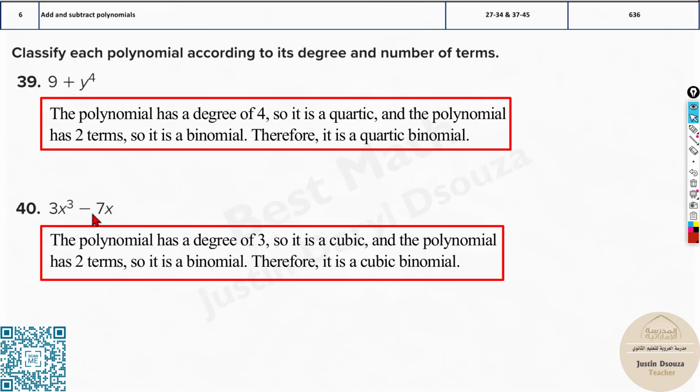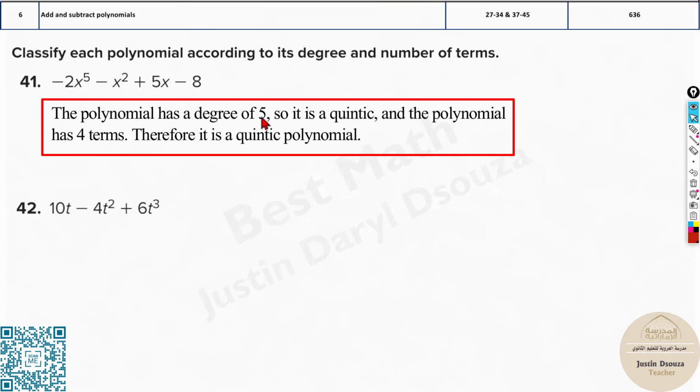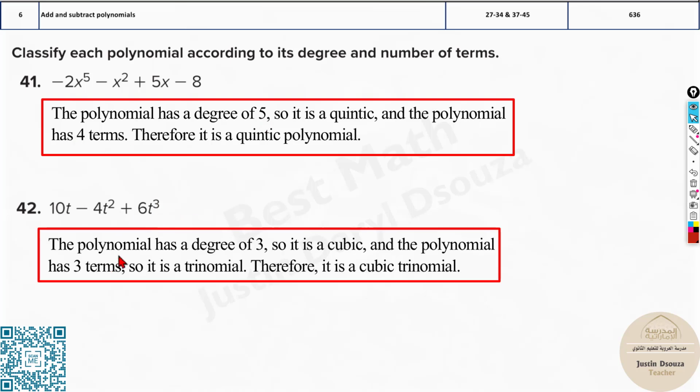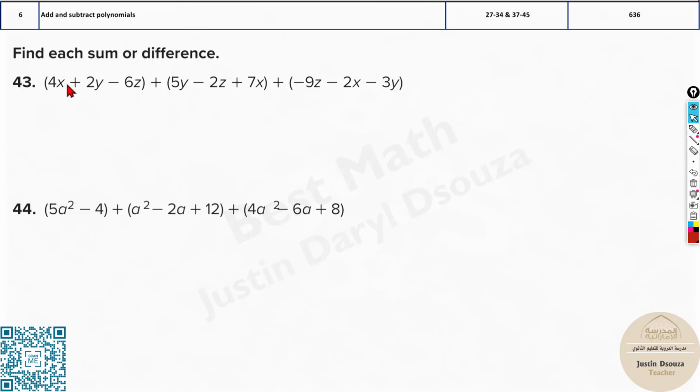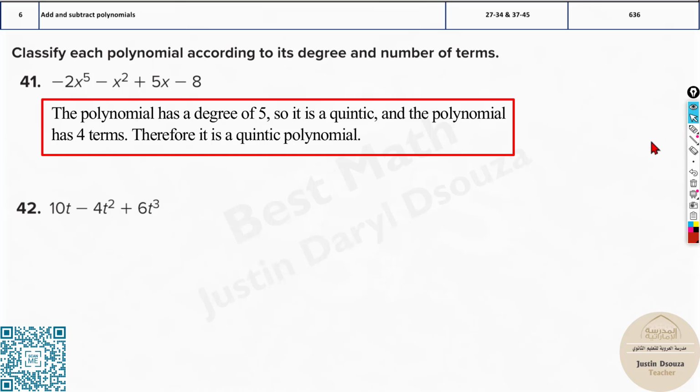What about this? Degree is 3 and 2 terms. 2 terms, degree 3. How many degrees are over here? 1, 2, 3. Sorry, 5 degree, 4 terms. Degree is 5, terms are 4. Terms are 3, degree is 3. Both 3, 3. And now we have to again find the sum and difference. But one thing before I conclude here, imagine I'll just give you a question, okay? I'll write it out over here.